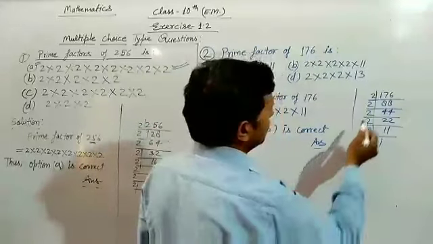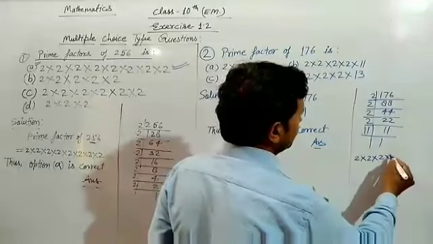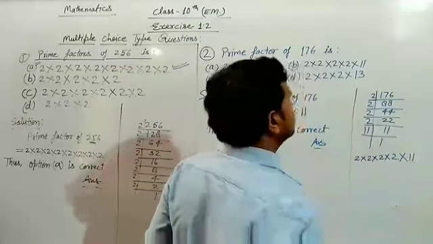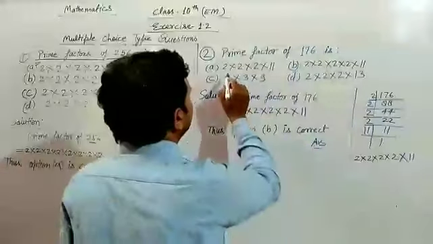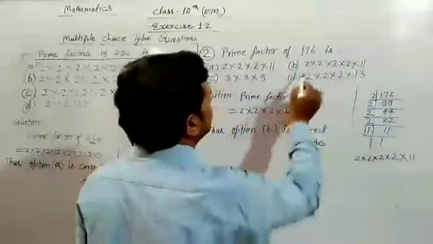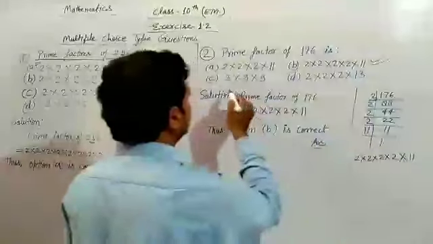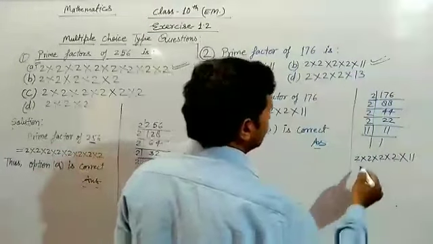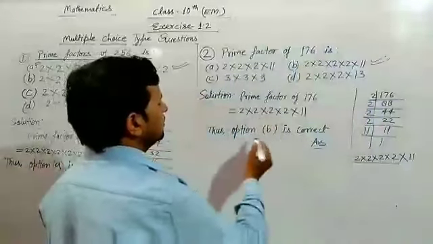Now we find 1, 2, 3, 4, means 2 into 2 into 2 into 2, 4 times 2, and the last one is 11. We have to find which option contains this. Here is 3 times 2, but we have 4 times 2 and 11 also. Here 3 into 3 into 9, here 2 into 2 into 13. So we have to search 4 times 2 multiplied by 11. Option B is correct.